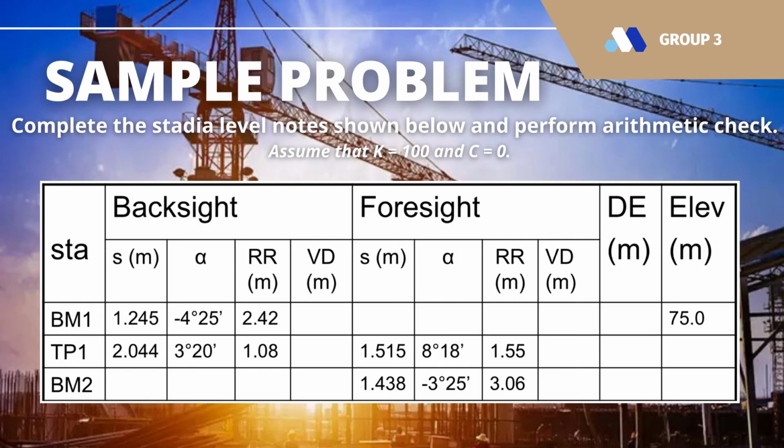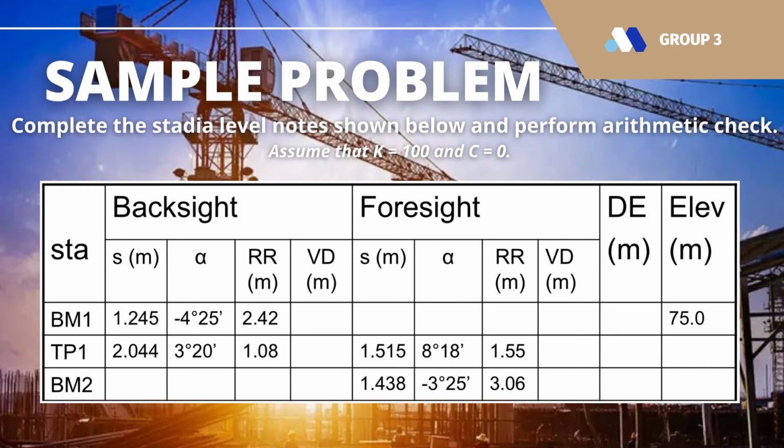Sample problem. For our sample problem, let us complete the stadia level notes shown below and perform an arithmetic check. Let us assume that our stadia interval factor, which is K, is 100, and our distance from the center of the instrument is 0. So let us find the vertical distance for both backsight and foresight, and their difference in elevation and elevation.